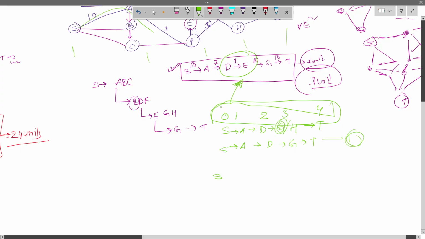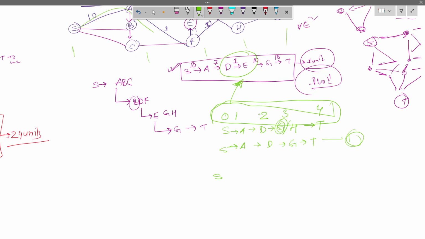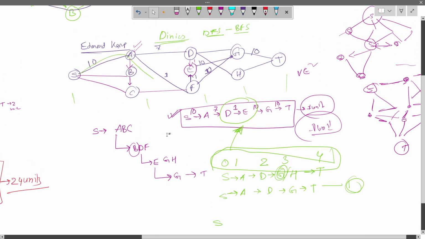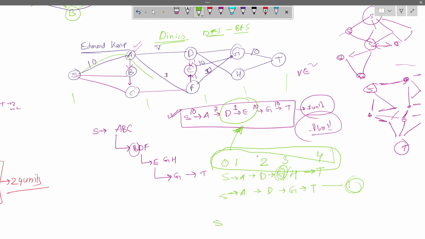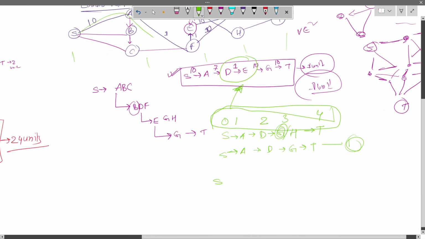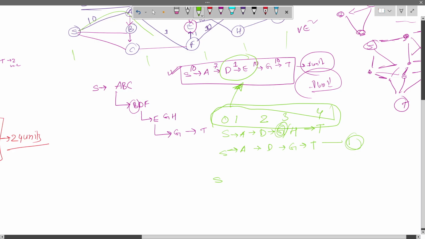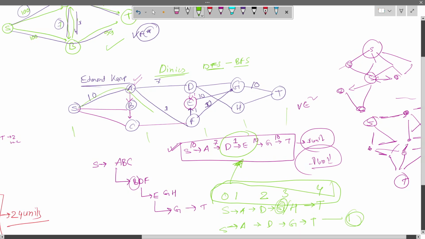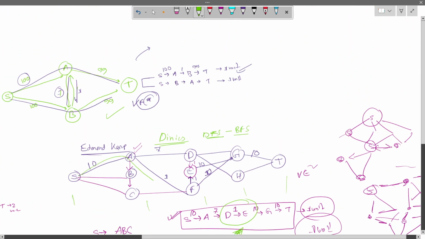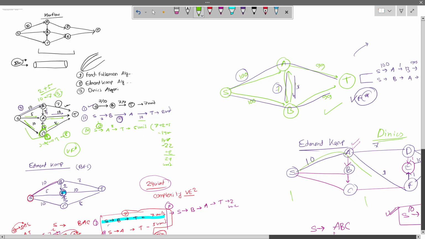After traversing depth-wise like this, it will maximize the flow. I mean the maximum flow will remain the same for Dinic's algorithm, Edmonds-Karp and Ford-Fulkerson, but the complexity matters. Here it is less complex than Edmonds-Karp. So it was about the max flow optimization.